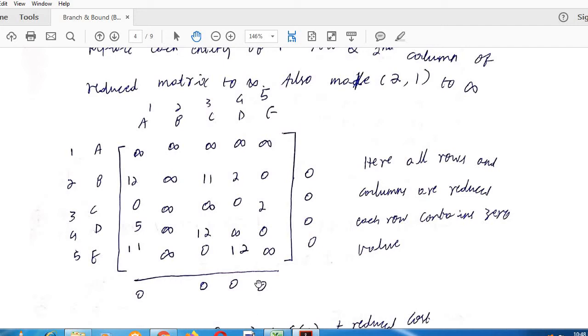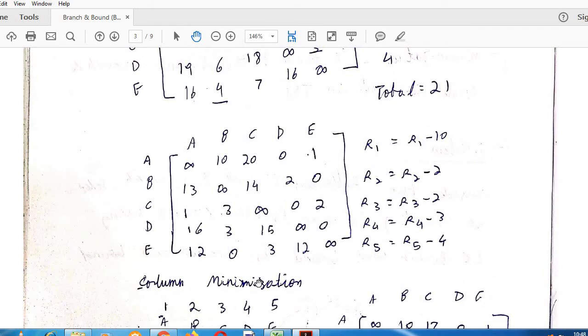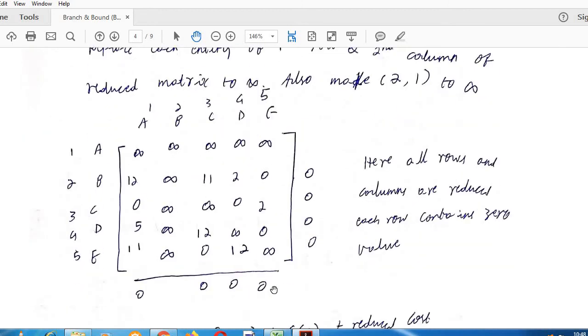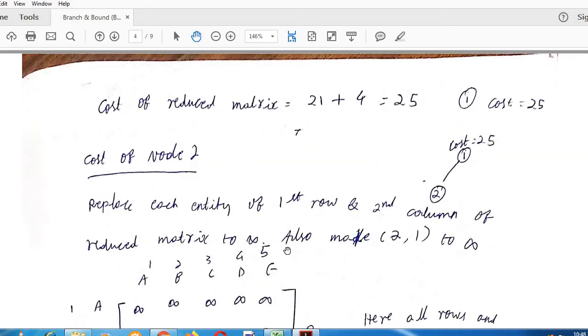To make you understand, I did it separately in the first step while I was finding out the cost of node 1. In order to find out the cost of node 2, one more thing you have to note down is that we will also make (2,1) infinity. So we'll set the second row, first column element to infinity. Since we started from node 1 and are traversing to node 2, the second row, first column element will be fixed to infinity according to the least cost branch and bound algorithm.